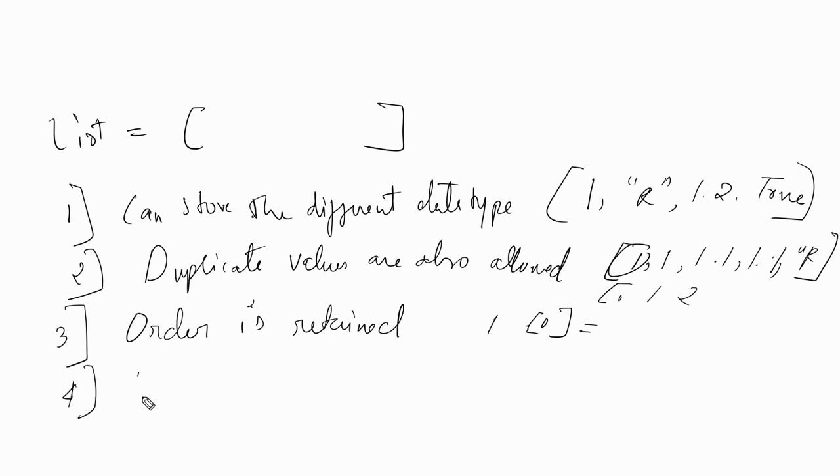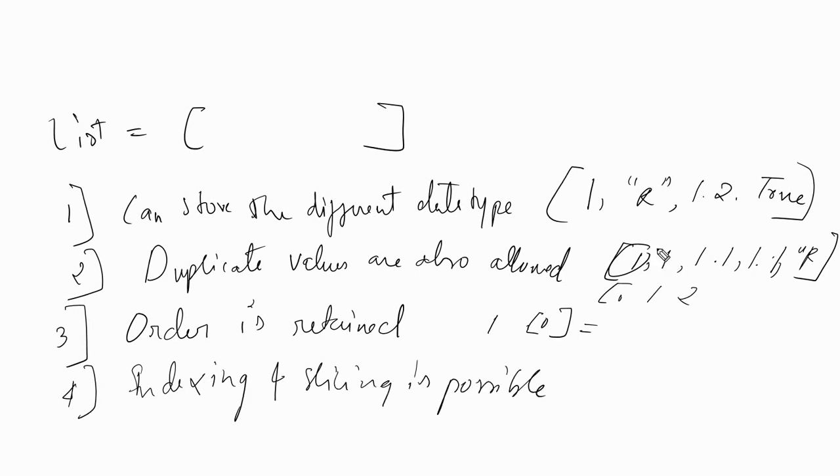And the fourth one is indexing, slicing is possible. Indexing is mentioned, right? The indexing, we can give an index value, based on that we can get that thing. Okay, and the slicing, if I want only these two, from the first two letters only, we can slice our list.